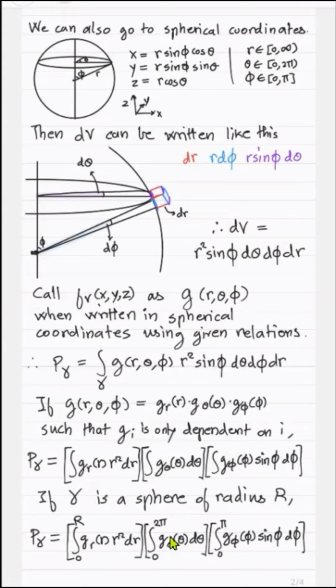So this thing is just going to become the integral from 0 to 2 pi of 1 d theta, which happens to be 2 pi. And similarly, this thing will just turn out to be the integral of sine phi d phi from 0 to pi, which is just 2. So basically, you just get d gamma is equal to 4 pi times this integral.